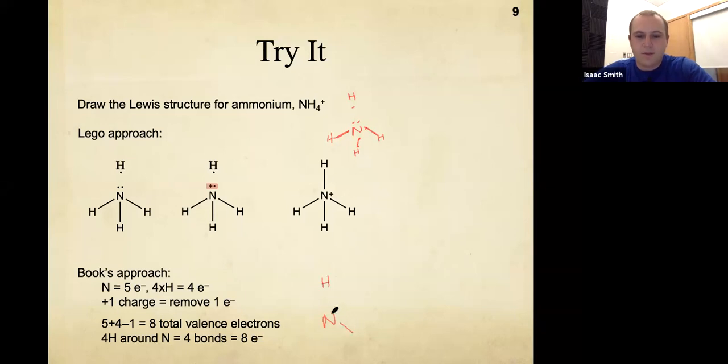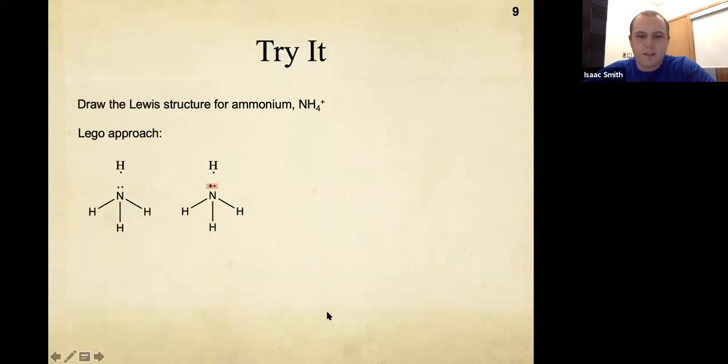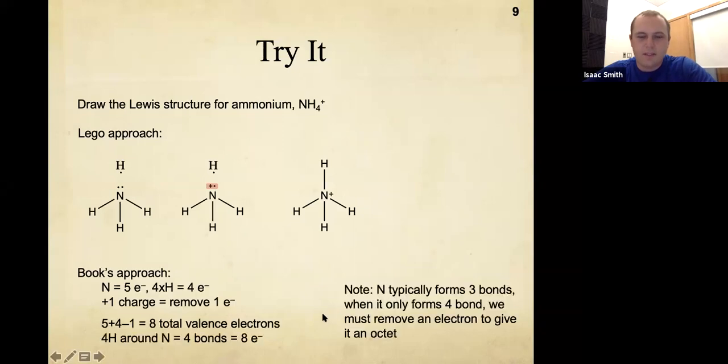Oh, sorry. Let me back up. Okay, we don't have the drawing here. Okay, so the book approach would be draw all your different atoms here. Nitrogen, hydrogen, hydrogen, and then draw single bonds between everything. And at that point, you can tell that you have 8 electrons already. 1, 2, 3, 4, 5, 6, 7, 8. 4 bonds times 2 electrons per bond gives you 8 electrons. So you don't need to draw any extra electrons. You're done at this point.